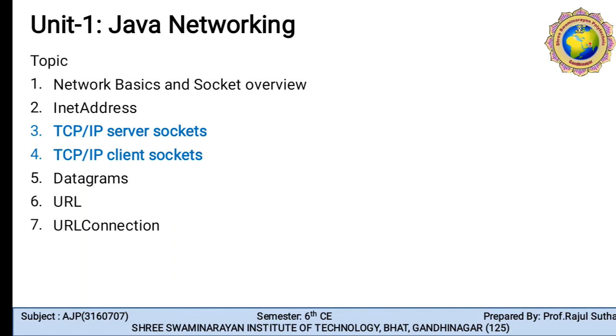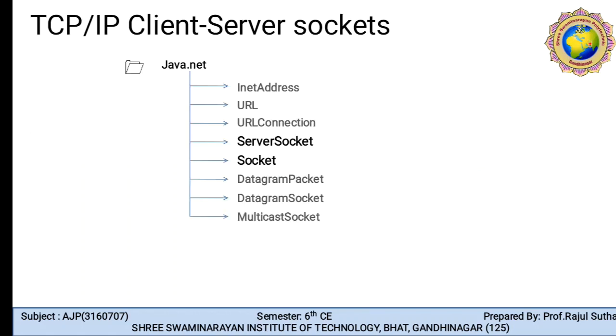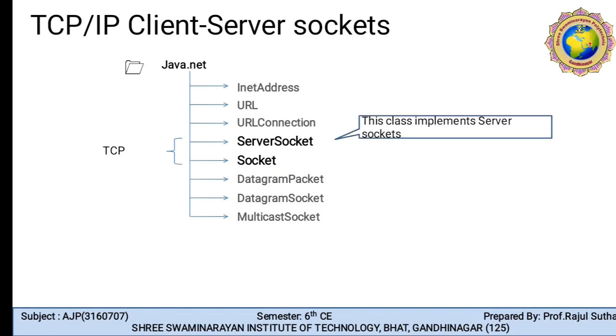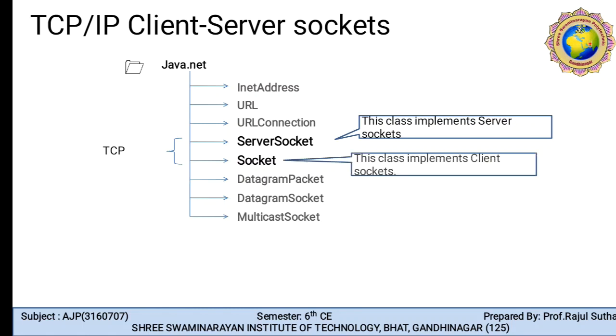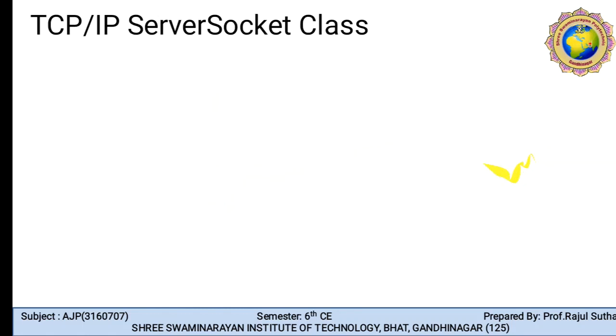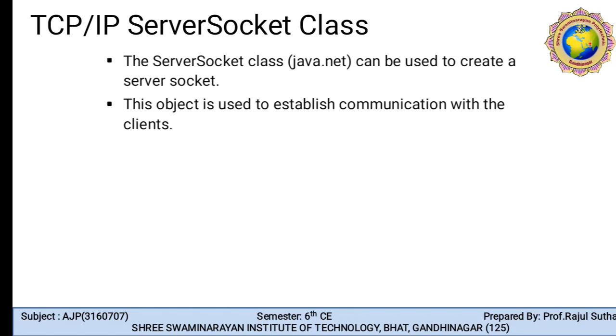Here the TCP/IP server socket and TCP/IP client socket are used. In java.net, ServerSocket is the server socket, and the simple Socket class is used for the client socket. The ServerSocket class implements the server socket, as we discussed in the first video lecture, and the Socket class implements the client socket. Let me discuss in detail.